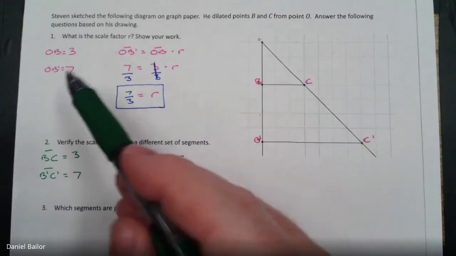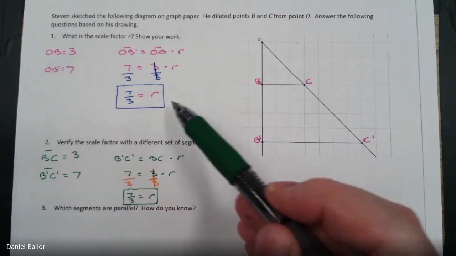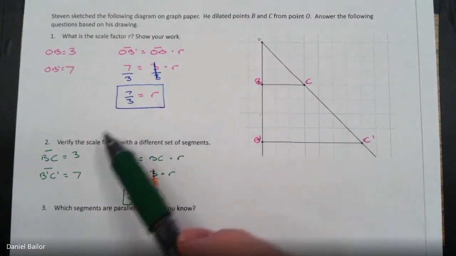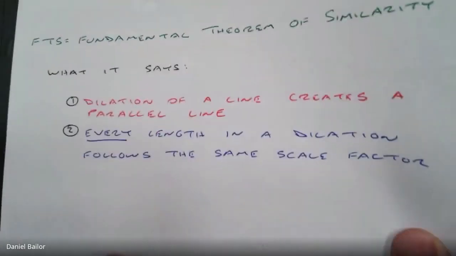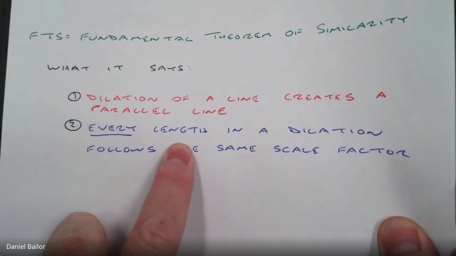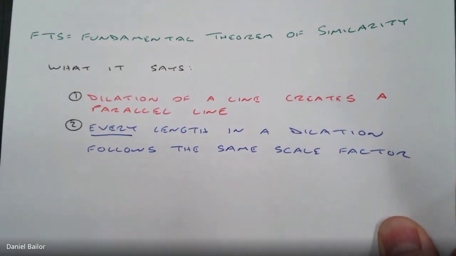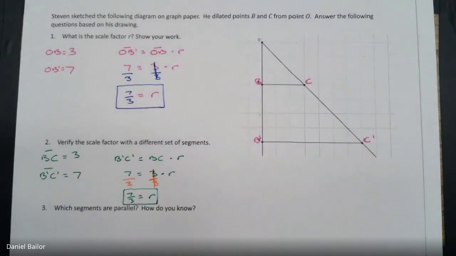So I used the OB and OB prime, and I got R equals 7/3. I used BC and B prime C prime. I also got 7/3, which is not surprising. Remember, we learned the fundamental theorem of similarity. FTS means every length follows the same scale factor. So we should get 7/3 for everything.